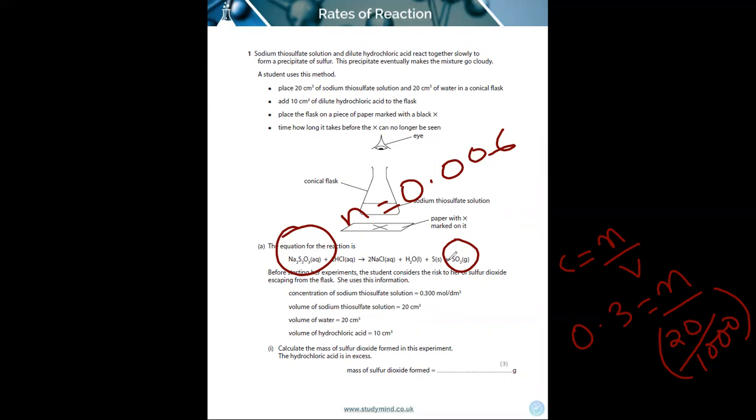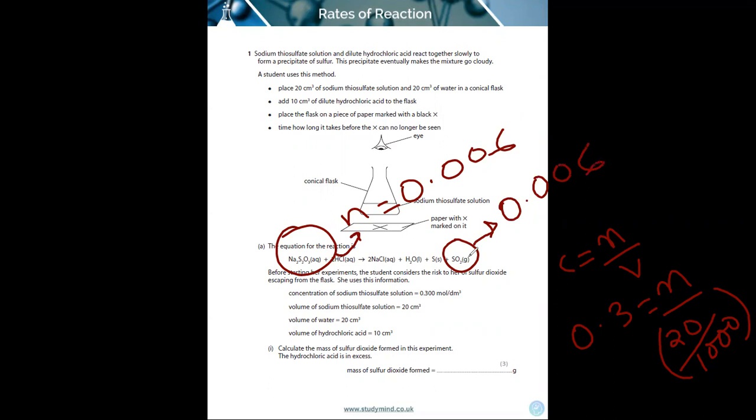Okay, so sodium thiosulfate has 0.300. Look at the equation. What is the ratio between them? How many sodium thiosulfate do you have in the equation? One. And how many sulfur dioxide do you have? One. So that means if the moles of sodium thiosulfate are 0.006, the moles of sulfur dioxide will be the same, 0.006. Since the ratio between them is the same, whatever the moles of sodium thiosulfate are, the moles of sulfur dioxide are going to be the same.